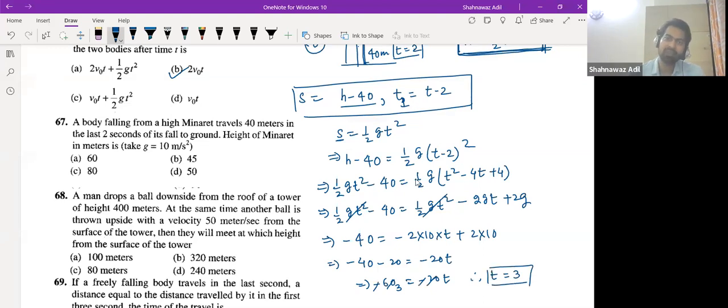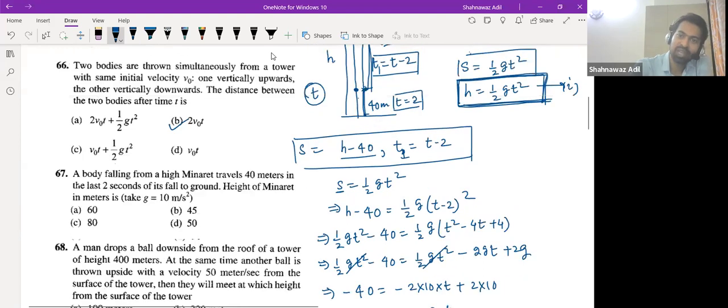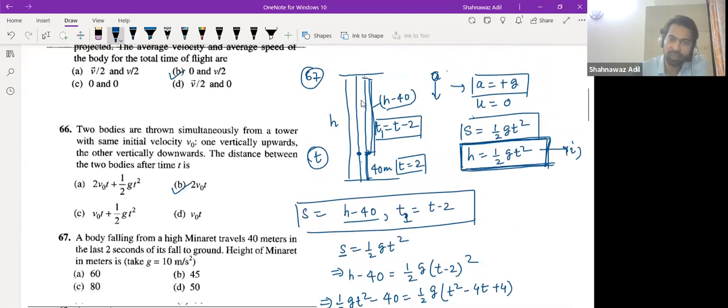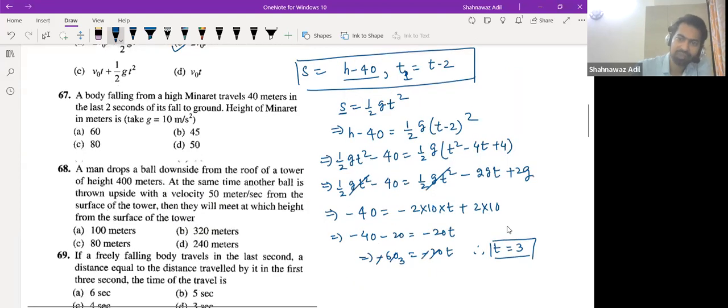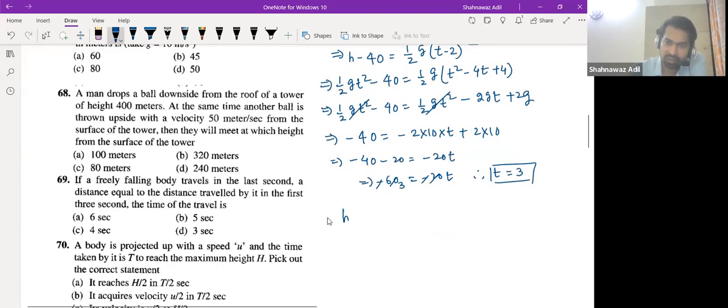So total time you have calculated. So you know that the total time from here to here is 3 seconds, and in the last 2 seconds it has traveled 40 meters. Okay, so now we have to find out the h. H we already know, right? Yes, sir. Half g t square. So half, 10 and 3 into 3, so 45 meters, right?